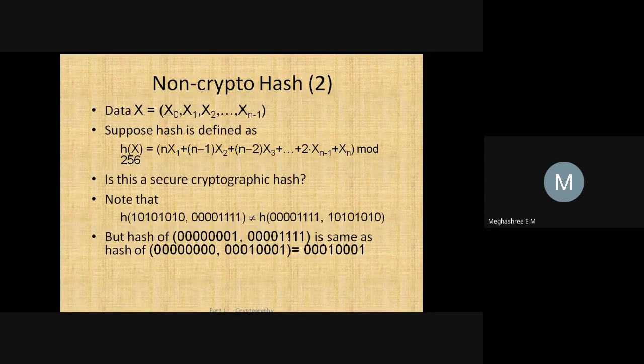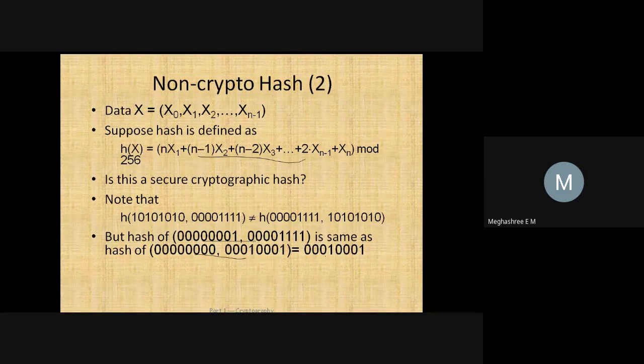I'm considering this, 00000001 00001111, as one input, and 0000000000010001 as another input. After applying the hash function on this and this, the result is the same. See, I'm not swapping here. I'm considering two completely different inputs on which I'm applying this hash function. When I apply this hash function on these two, the hash value is the same.